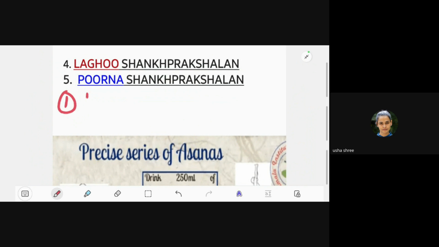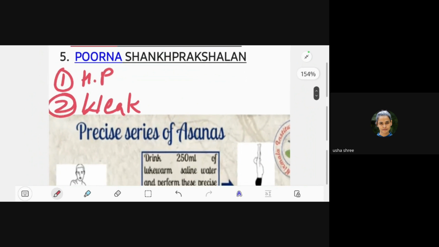Second, the one who has high BP, because we are adding salt in it. The next is the one who has a weak body, or the one who already feels very weak during those days. Do not allow him to perform the Poorna Shankh Prakshalana. And what are the other contraindications?